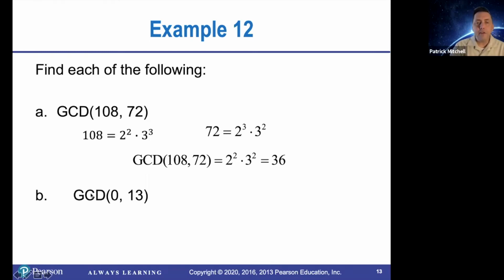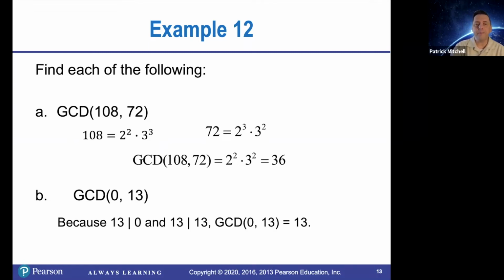All right, now this one, you would not use prime factorizations. We've never talked about a prime factorization for 0. I don't think that makes any sense. When one of the numbers is 0, your GCD is automatically going to be the other number. And that's because 13 divides 0 and 13 divides 13. Obviously, no bigger number divides 13. Therefore, the GCD of 0 and 13 is 13.